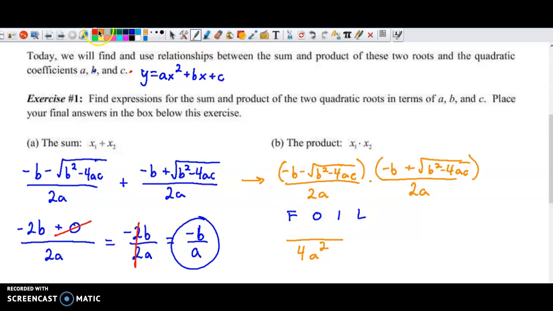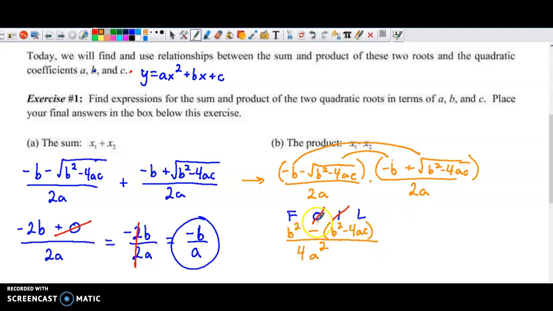F-O-I-L. But I don't need that much space, because if you do negative b times negative b, it's positive b squared. Now the outside gives me a negative answer, negative b times something, and then the inside gives me a positive. A negative times negative is positive, but they cancel each other out. So the outside and inside terms cancel each other out. And then the last term, a negative times a positive, is negative, but this time the square roots cancel, because the square root squared undo each other.